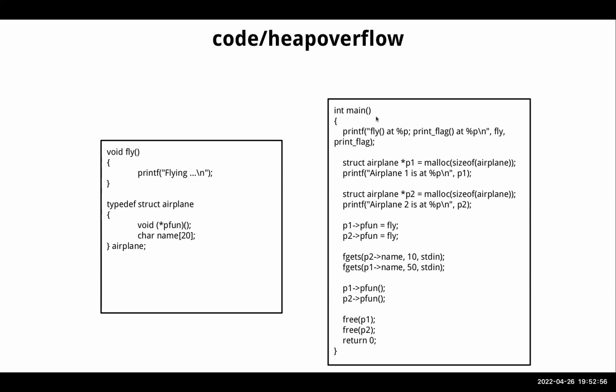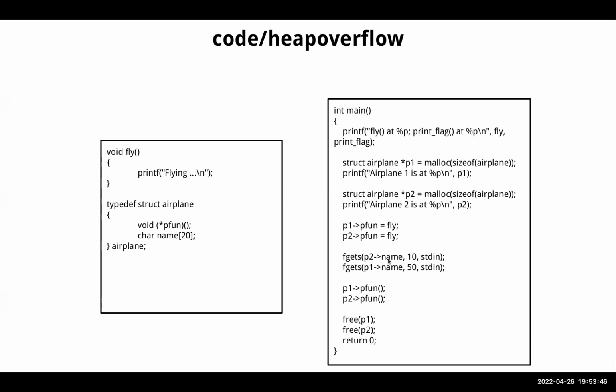Then in the main function, we first print out the function fly's address. We also print out the function print flags address for you here. Then first, we create one structure, the first airplane. We use malloc, size of the airplane. After that, we get the address and print out which address airplane one is at. We do the same thing again to get the second airplane structure and print out its address. Then for both structures, we set their function pointer to fly.